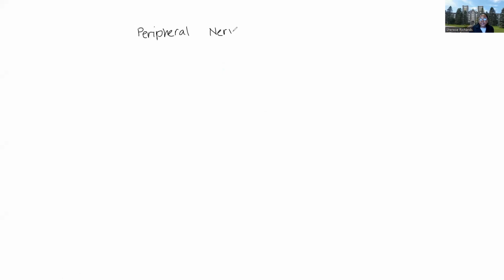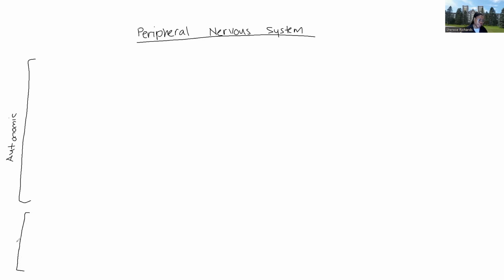nervous system, okay? And we said that it had two different divisions, the autonomic division and the somatic division. So let's group the sympathetic and parasympathetic as the autonomic division, and then we'll look at the somatic division separately. But both are part of the peripheral nervous system, okay? Everything outside of brain and spinal cord.